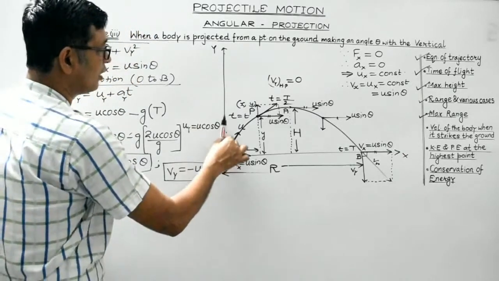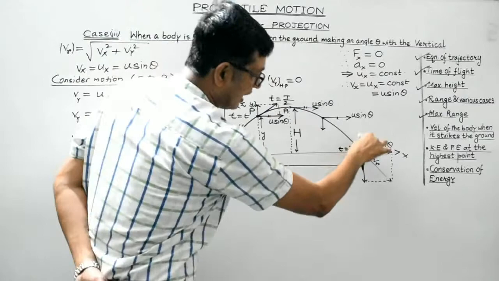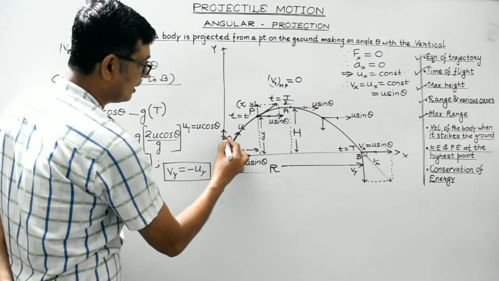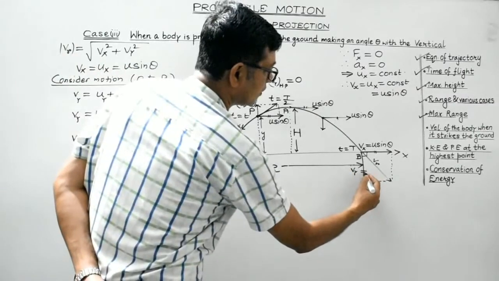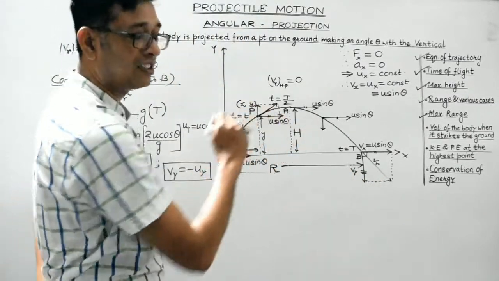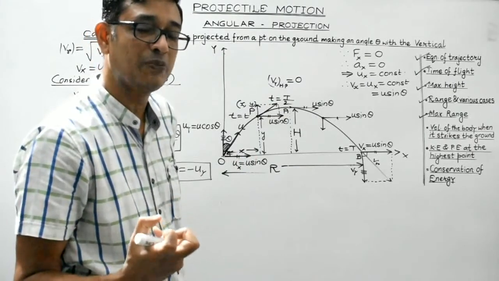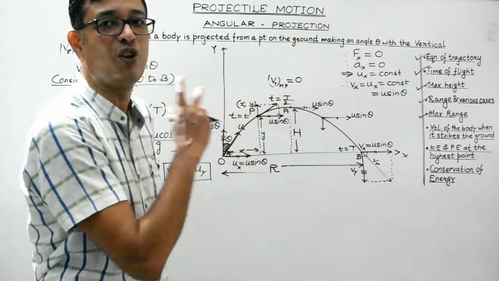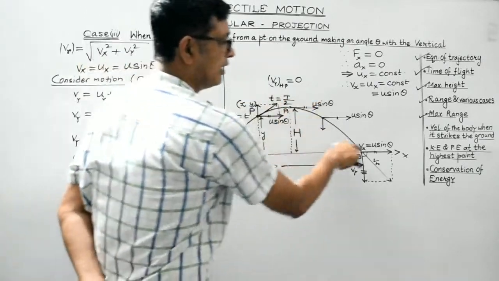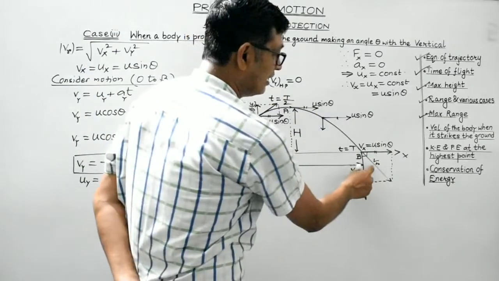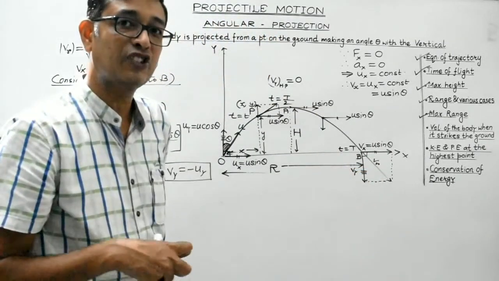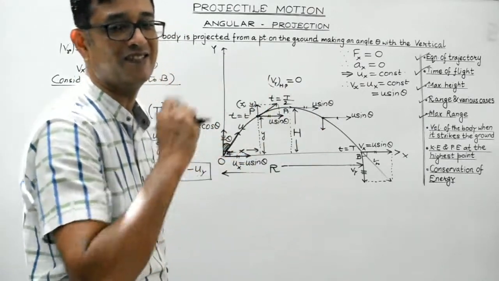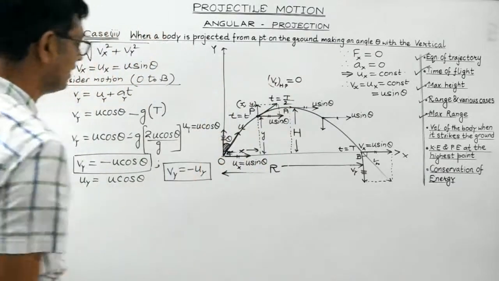Look, uy is directed along positive y-axis. Vy is directed towards negative y-axis. Understood now? But magnitude wise, both are same. This is equal to this. So, at the instant when it strikes the ground, the magnitude of its vertical component of velocity is exactly the same as that of the initial vertical component of velocity. And horizontal component never changes. So, therefore, the resultant velocity with which the projectile strikes the ground must be exactly equal to its velocity of projection. So, let's prove it mathematically as well, right?